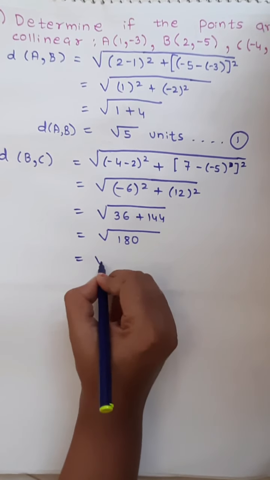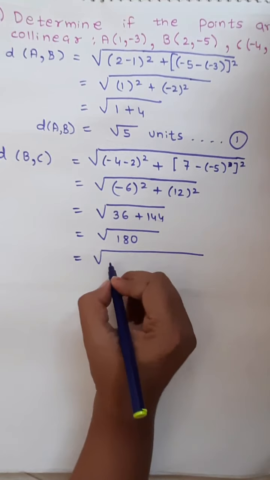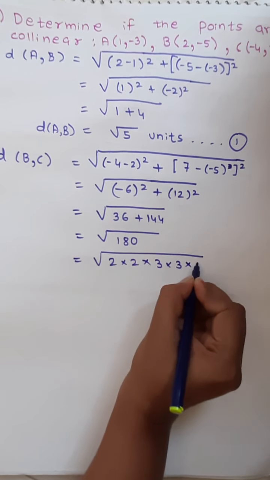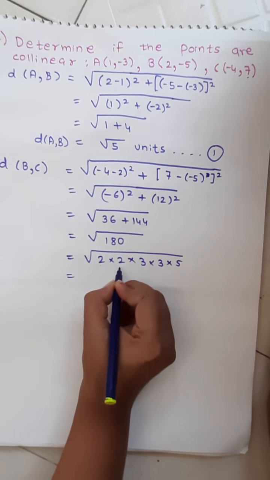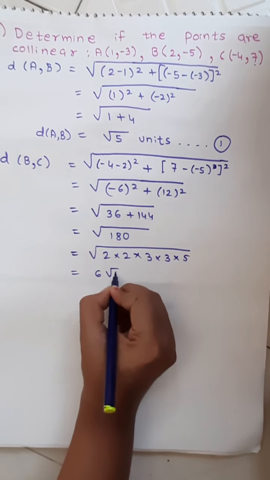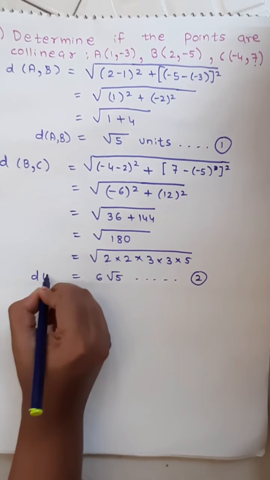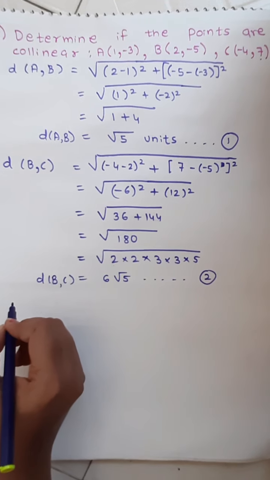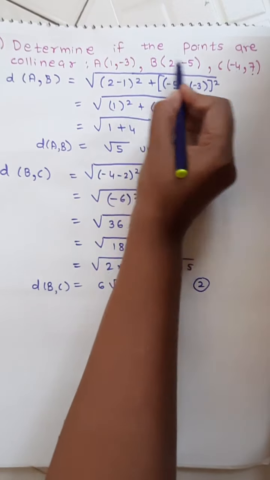That is equal to, split that 180, it's not a perfect square, split it, find the factors of 180, 2 into 2 into 3 into 3 into 5. If you don't know, split it in the rough column and check it. Out of these two and out of these two, one will go. So 2 into 3, 6, 6 root 5. Mark this as second. So distance of BC is 6 root 5. Now you have to find the distance of A and C, x1, x2, y1, y2.